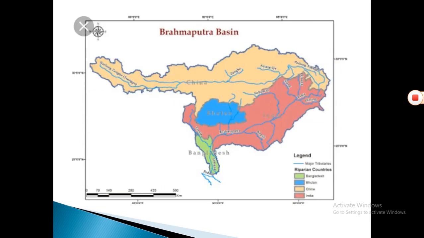Third one is the Brahmaputra Basin. The river Brahmaputra enters Assam from Tibet. Tibet is a place in China. It flows in the southwest direction and enters Bangladesh. It flows into the Bay of Bengal. The Brahmaputra flows through a narrow stretch of land called the Brahmaputra Basin. Rainfall is very heavy in this region. This often results in floods causing damage to life and property.